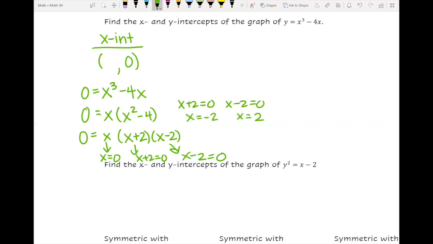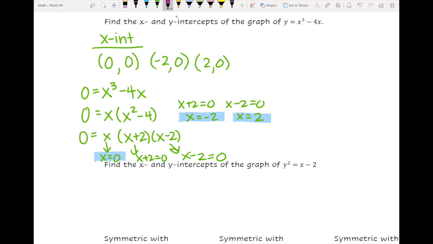So that means I found 3 different x values. That means I have 3 different x-intercepts. We've got 0, 0, because we found an x value of 0. We've got -2, 0. Again, we found an x value of -2. And we've got 2, 0, again, because we had an x value of 2. So those are our 3 x-intercepts.